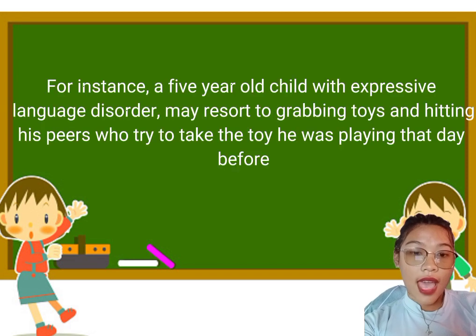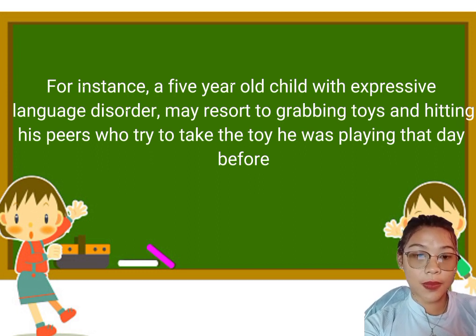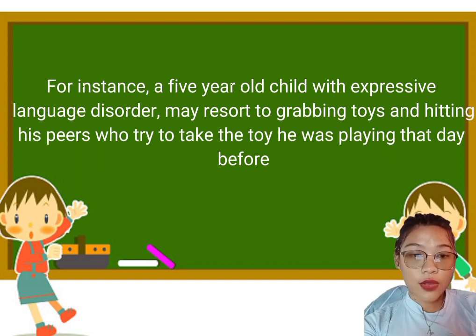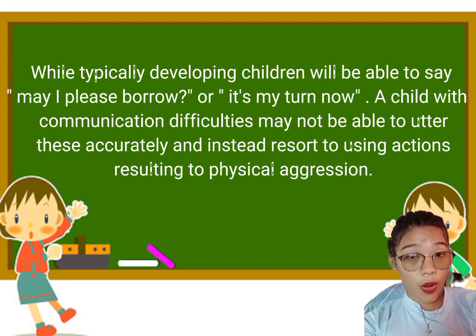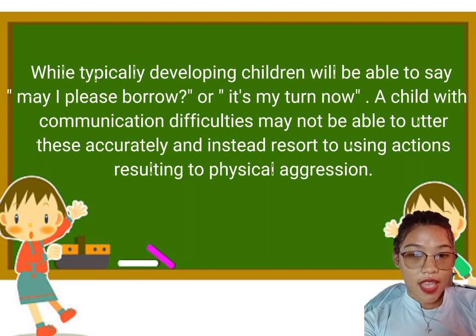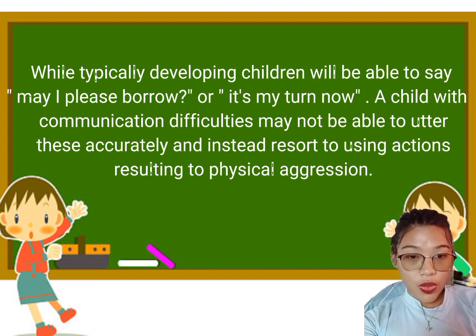For instance, a 5-year-old child with expressive language disorder may resort to grabbing toys and hitting his peers who try to take the toy he was playing with the day before. While typically developing children will be able to say, "May I please borrow?" or "It's my turn now." A child with communication difficulties may not be able to utter this accurately and instead resort to using actions resulting to physical aggression.